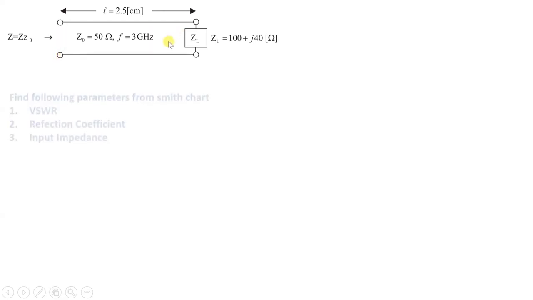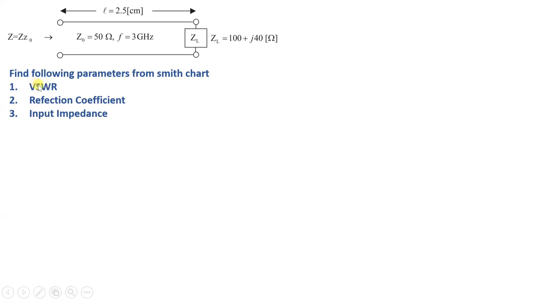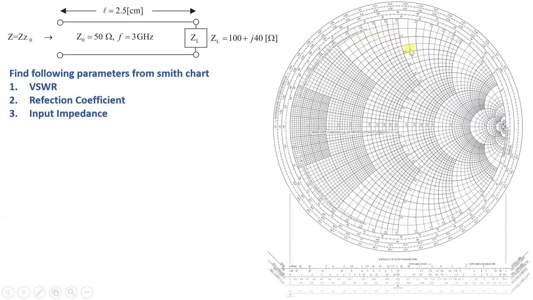So for this transmission line, we have to identify VSWR, reflection coefficient and input impedance. So my dear friends, you see here we have a Smith chart, and in this Smith chart we will be identifying these three parameters step by step.